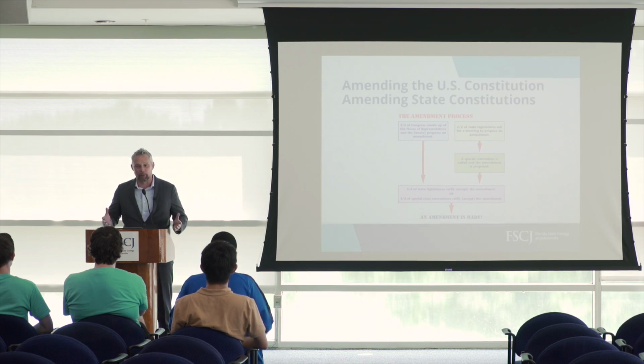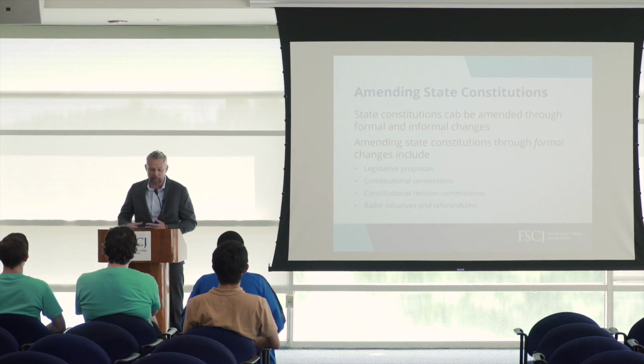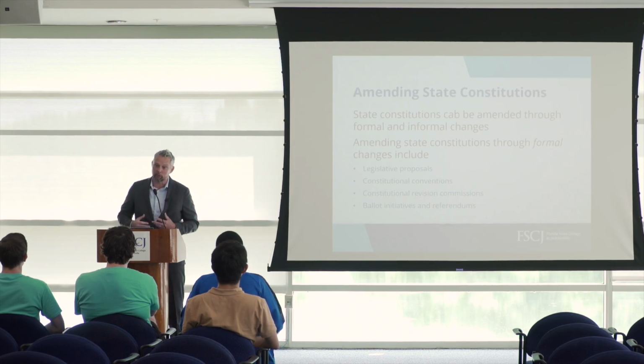All right. Obviously, we went a completely different way, and our U.S. Constitution still endures today. So there's ways that our constitutions at the state level can be amended both formally and informally. All right. Amending states' constitutions through formal changes, which is what we're going to spend most of our time on today. Legislative proposals. States have the ability to call for constitutional conventions, which Florida has this option. States have the ability to have a Constitution Revision Commission, which Florida uses that option, and we'll discuss that briefly. And then what we're really focusing on today is states that use ballot initiatives and ballot referendums.